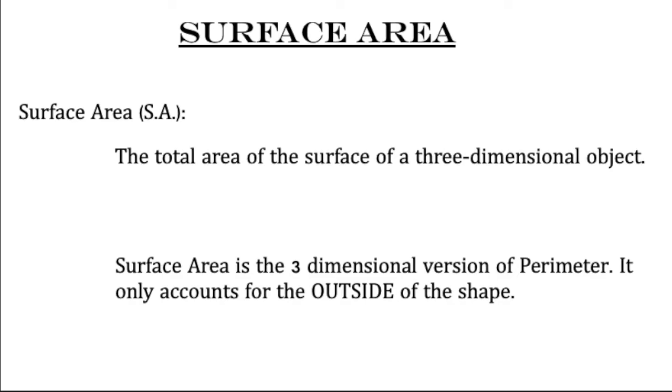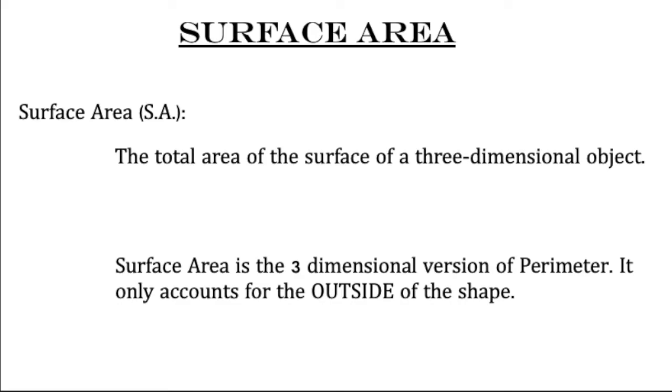So surface area is defined as the total area of the surface of a 3-dimensional object. Remember, volume was the measure of the space inside a 3-dimensional object. So this is the total area of the surfaces of a 3-dimensional object. So surface area is the 3-dimensional version of perimeter.